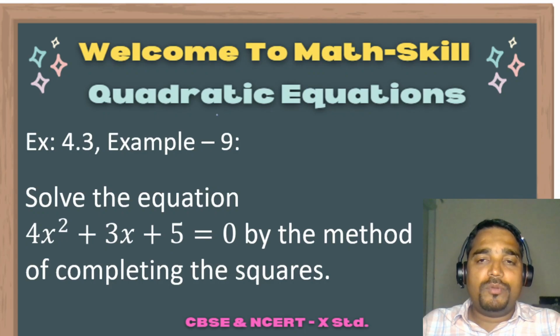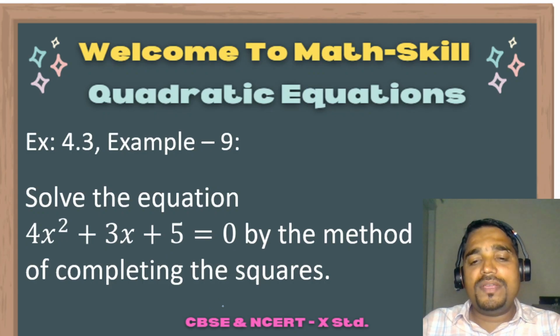Today we are going to discuss the chapter Quadratic Equations. The numerical is: solve the equation 4x square plus 3x plus 5 equals 0 by the method of completing the squares. This is part of CBSE as well as NCERT for 10th standard mathematics.